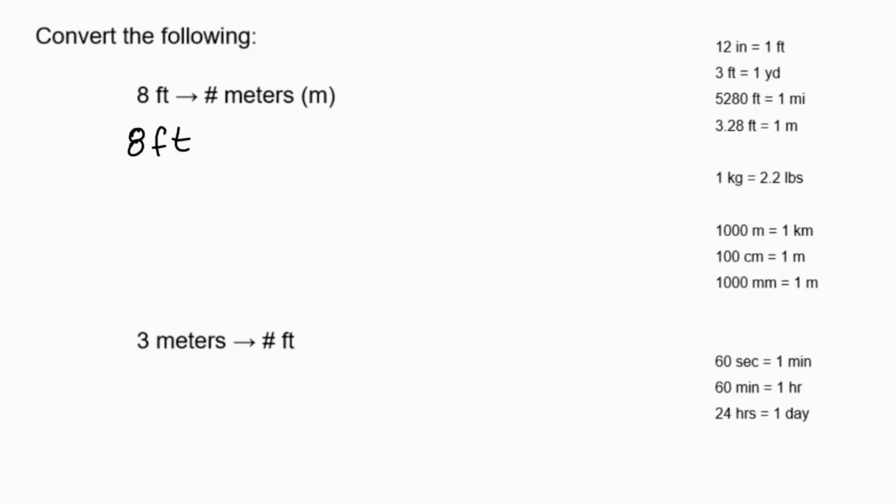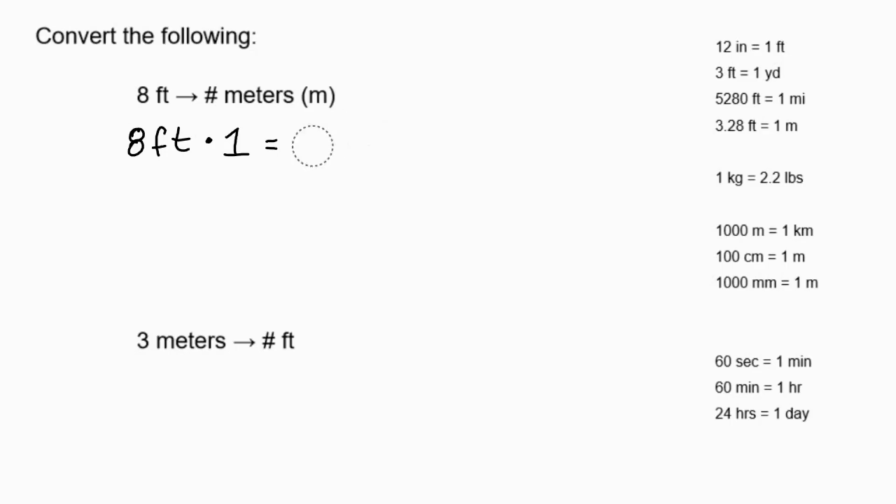Now, let's think about this here. If I take this 8 feet and multiply it by 1, would I change the value of this at all? No. 1 times anything is equal to itself, so this is also equal to 8 feet.